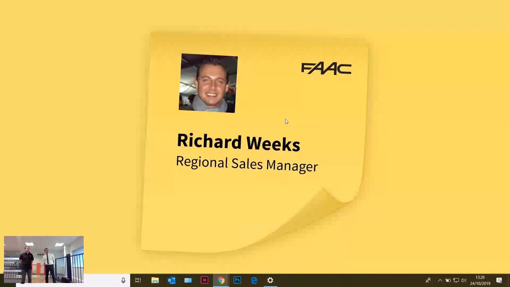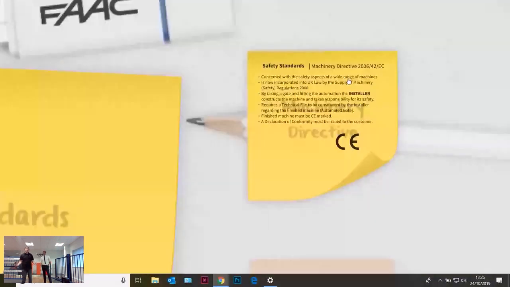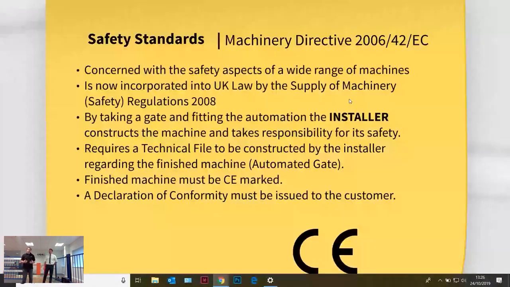And if we move straight on now into the standards, back to Ruben, really. Thank you very much. Right, the primary one that we look at is the Machinery Directive. Essentially, this has been incorporated into the UK law under the Supply of Machinery (Safety) Regulations 2008. And basically what we're looking at is when you, the installer, take any gate and you fit automation to it, you're basically making a brand new machine and you take responsibility for its safety.